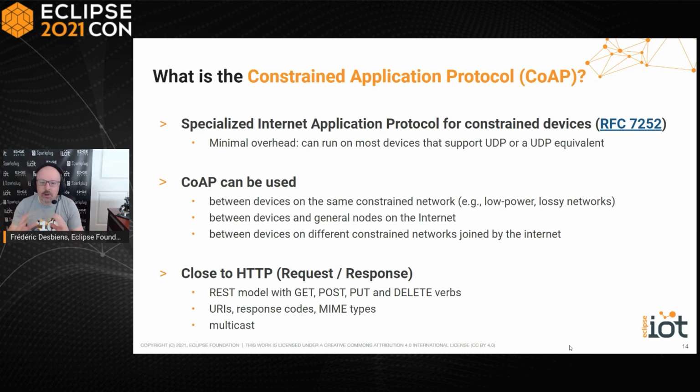And it's really close in its design to HTTP. So that's a request and response model with the same verbs as REST. And it supports URIs, response codes, MIME types, multicast, etc. So it's very close to HTTP. But the main difference is that all of the headers in CoAP are in binary. So they are not text. So this obviously reduces the footprint of the messages.